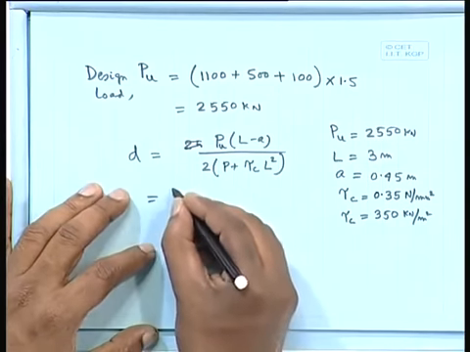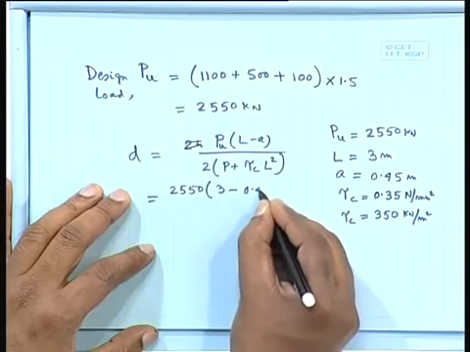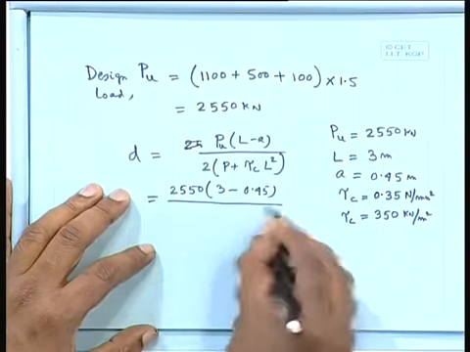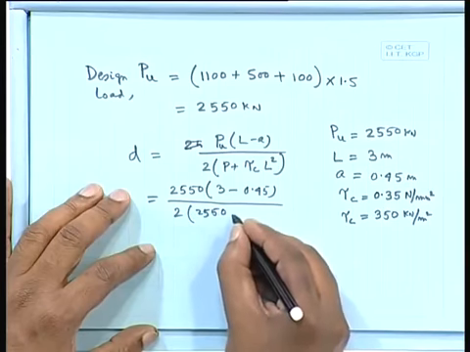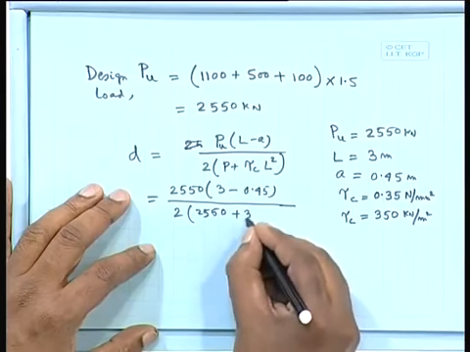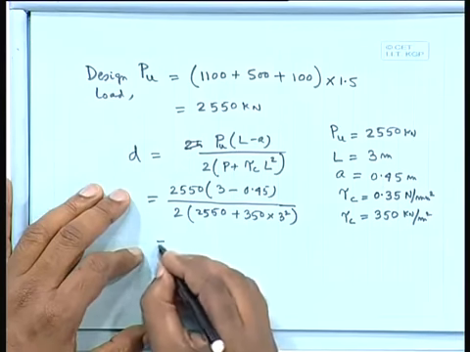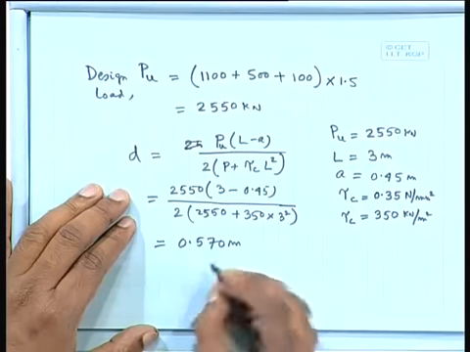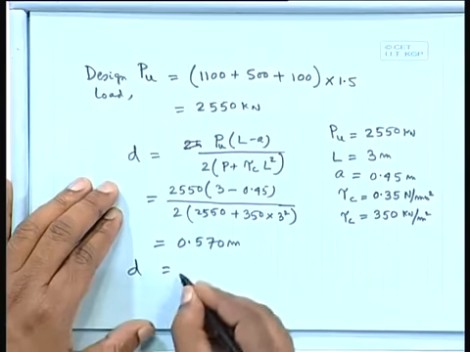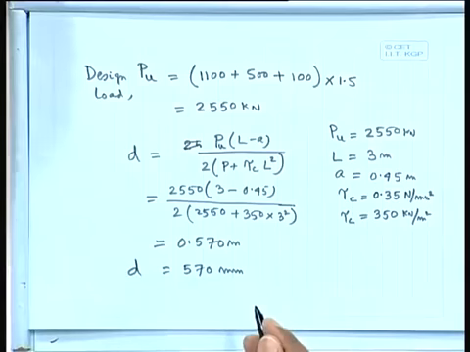So we can write 2550 times (3 minus 0.45) divided by 2 times (2550 plus 350 times 3 square), which comes as 0.570 meter. So D equals 570 millimeter, that we are getting here.